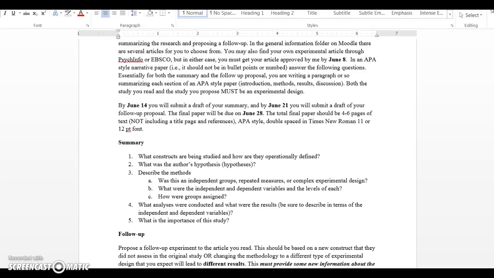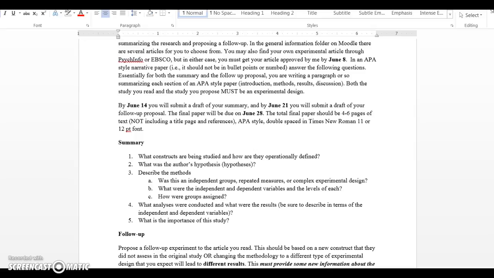So basically for next week, what you're going to need to do is read your study and identify the constructs that are being studied and how they're operationally defined, and identify the hypotheses. That'll all be in the introduction. Then you'll need to describe the method section.